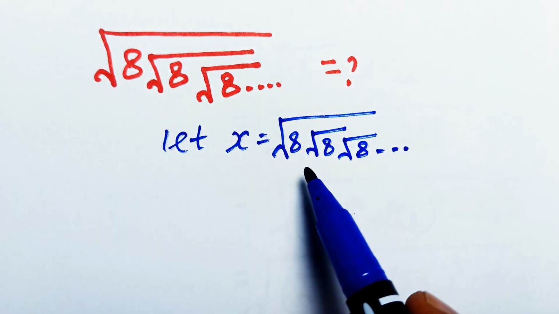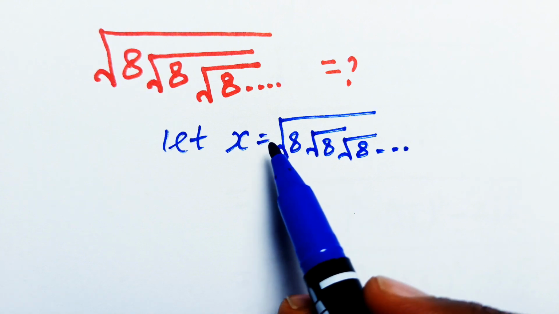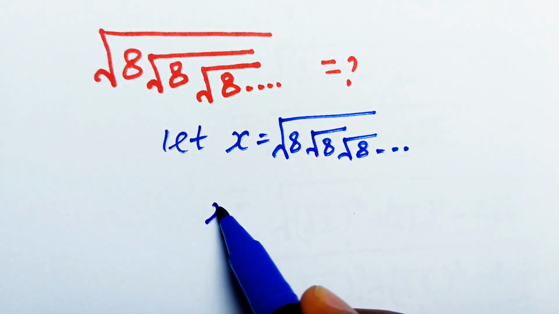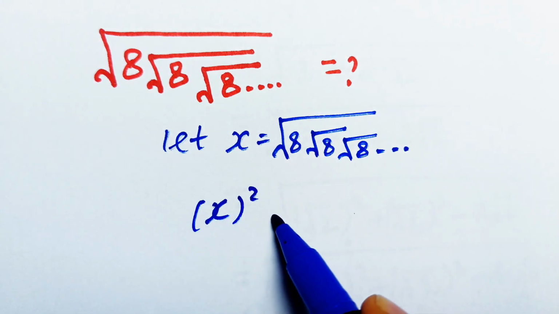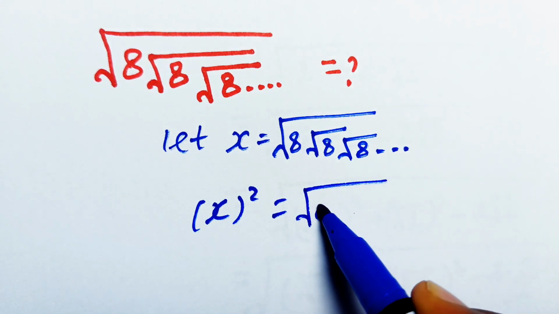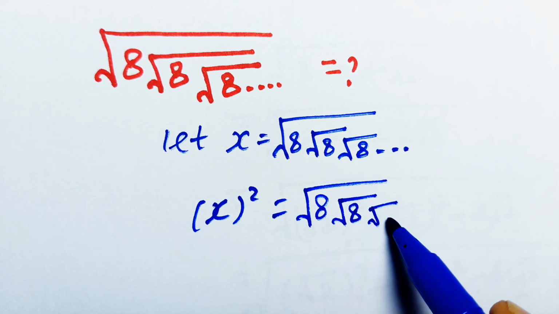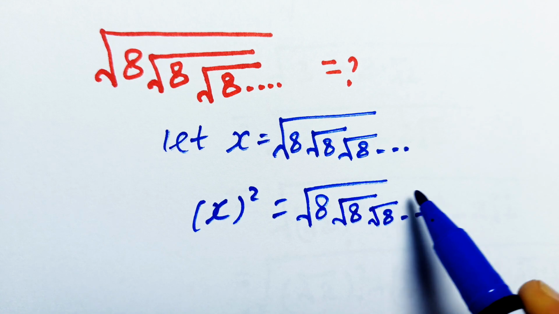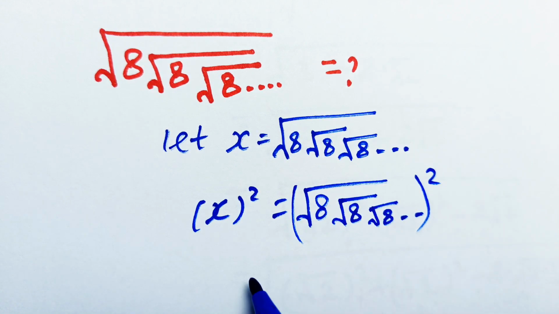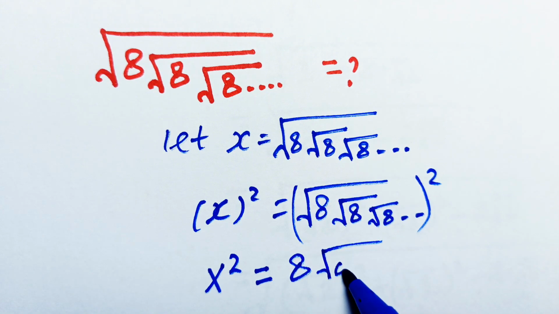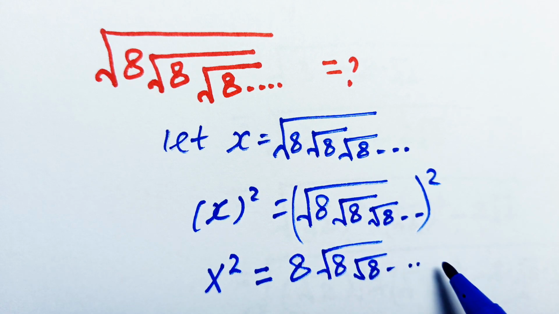So if you square both sides, this one is x, that means x squared. This one is 8 times the square root of 8, the square root of 8. So x squared is equal to 8 times the square root of 8, the square root of 8, and so on.